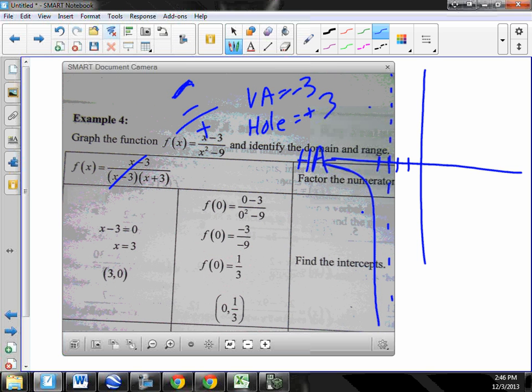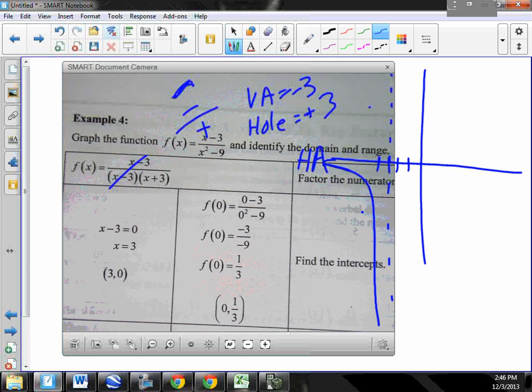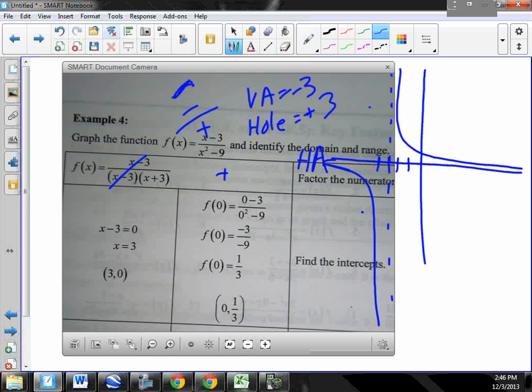Now, what's the easiest one on the right side? 0. So with 0, I get negative over negative, which is positive. So it's going to look like this, but there's one thing I'm missing. There's a hole at 3.